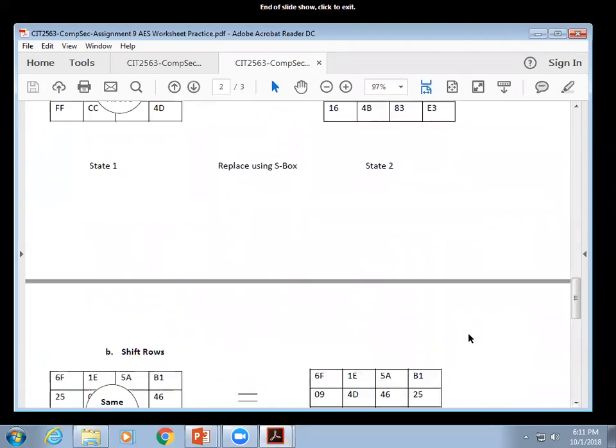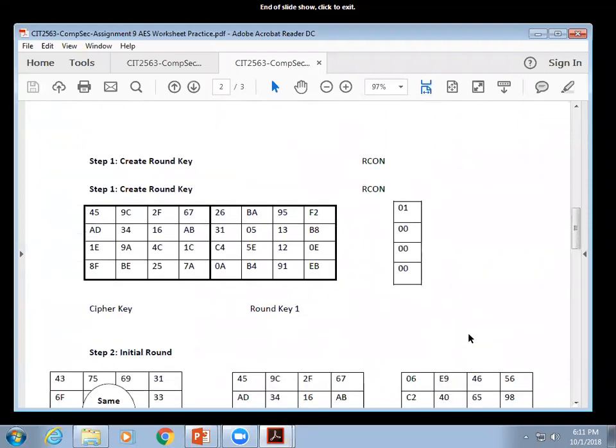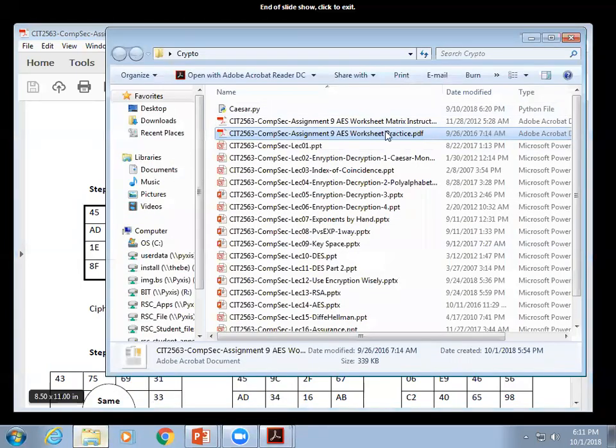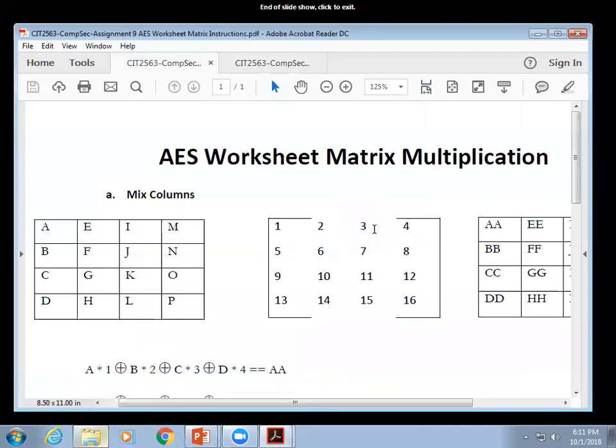Please walk through this just so you know how it does. And I think the practice is only 1 step, if I remember right. I don't remember. So please walk through this practice sheet and make sure you use this matrix on how to do the matrix.